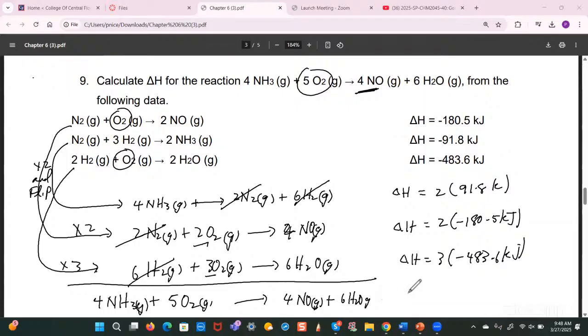So that means that now we need to work out what delta H is by adding up all these. So let me work these out first. So 91.8 times 2. According to my calculation, this will be 184 kilojoules. This here would be 180.5 times 2. So that's 361, and that should be minus, by the way. 361.0. Do this properly.